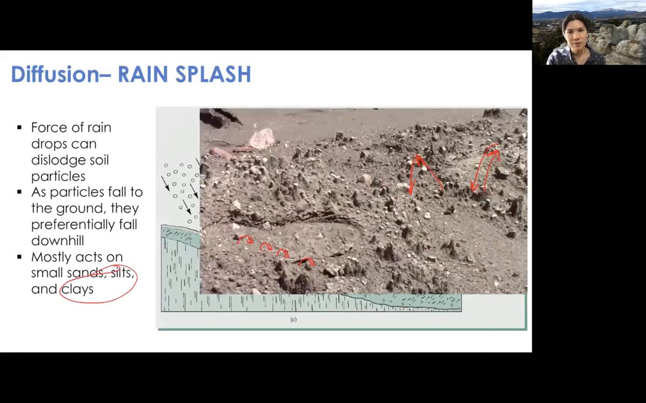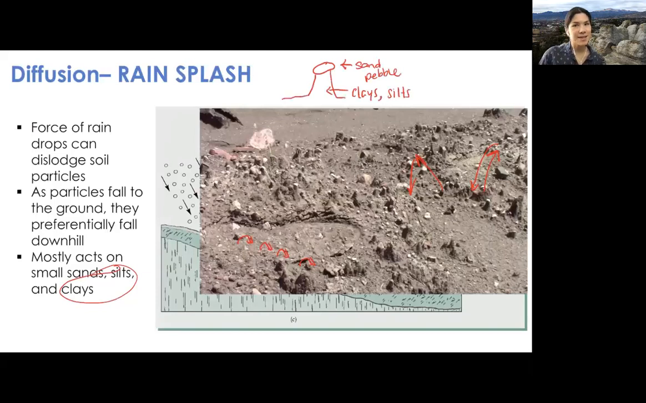But a really nice example of this, if you go out after a rainstorm, particularly in Colorado Springs when we get our summer thunderstorms, go out to a place like maybe Sonderman Park or go out along the river trail, and you'll see these little pedestals forming where you have maybe a sand or pebble sitting on top of clays and silts.